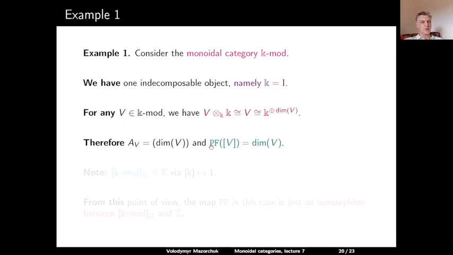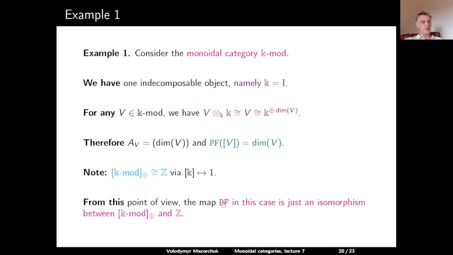So it follows that the Perron-Frobenius eigenvalue of this matrix is equal to the dimension of V. Also note that in this case, the Grothendieck ring of the category of finite-dimensional vector spaces is isomorphic to Z, while the map, which assigns to the class of the one-dimensional vector space number 1. So this is the dimension of this vector space. So from this point of view, the map PF in this case is just an isomorphism between the Grothendieck ring of this monoidal category and the ring Z.